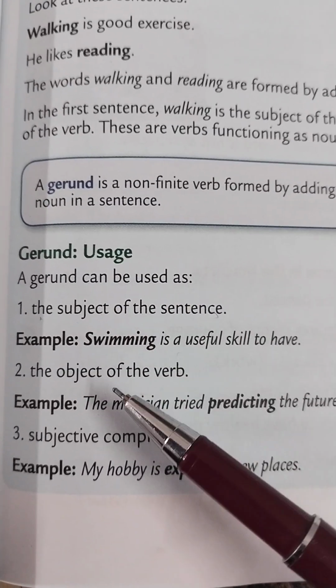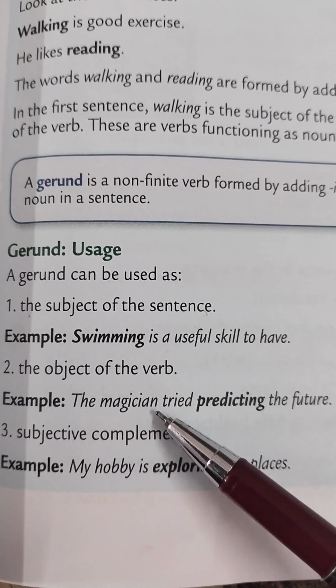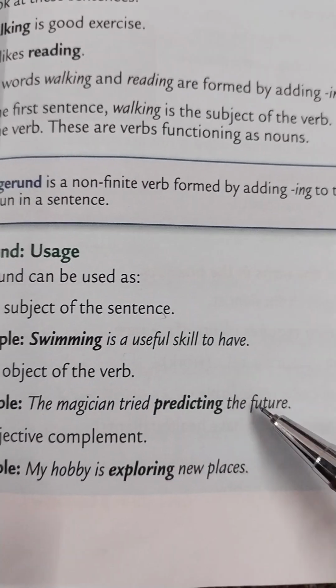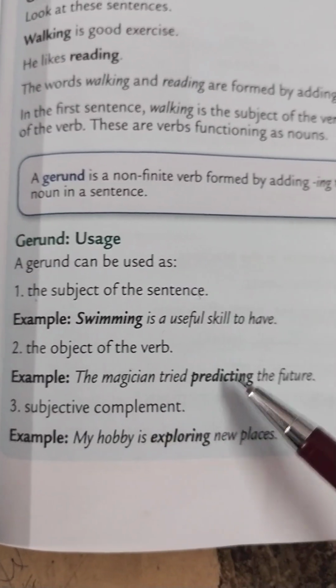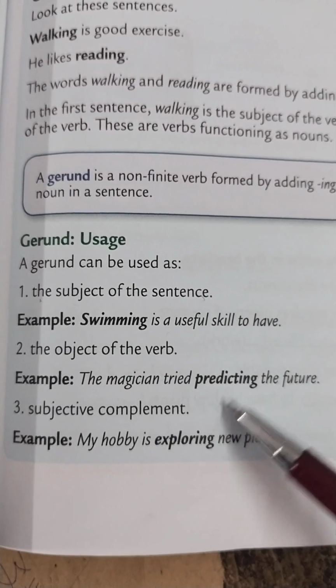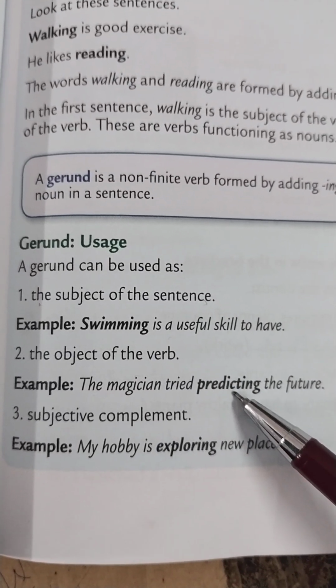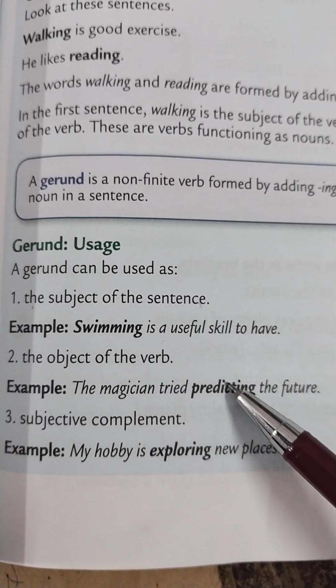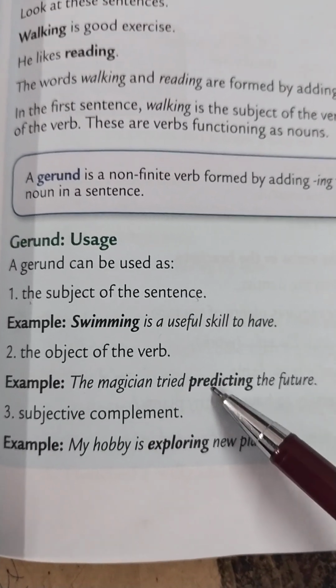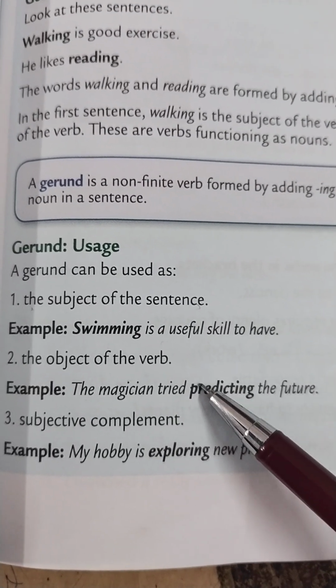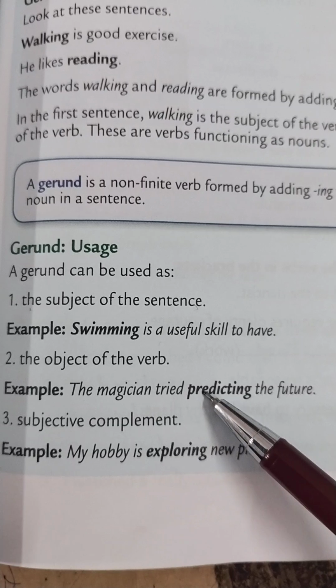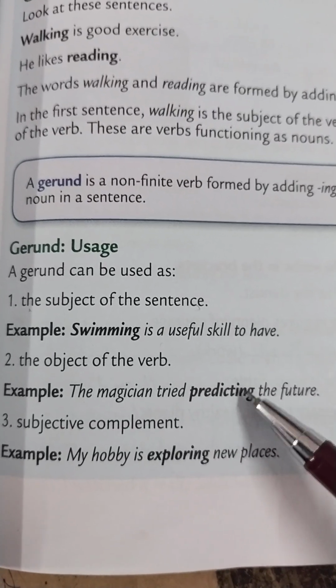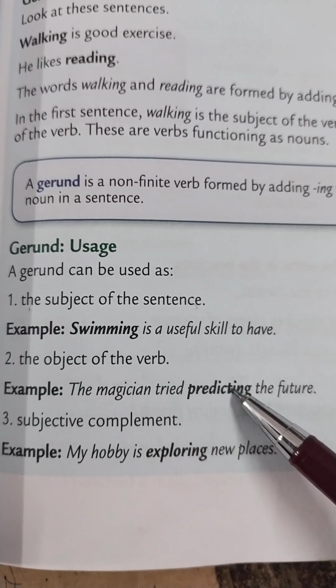Then a gerund works as an object of the verb, like: The magician tried predicting the future. In this sentence, the word predicting is a gerund, because it is a verb and it is an object in the sentence, and we have added ing to it, so it is working as an object in the sentence.